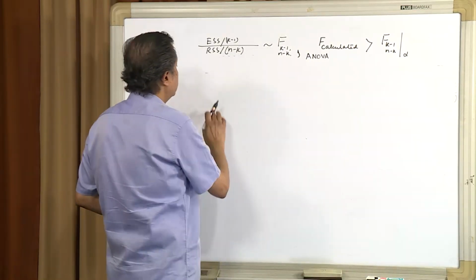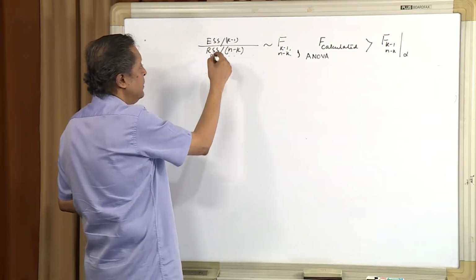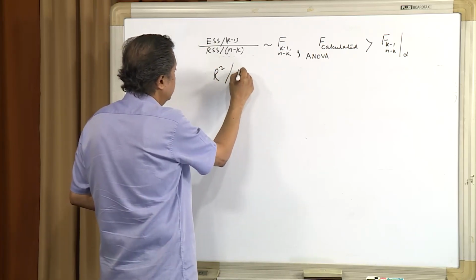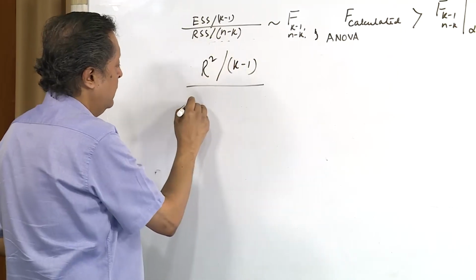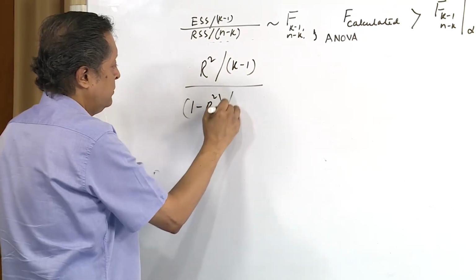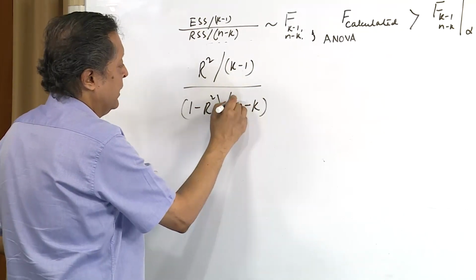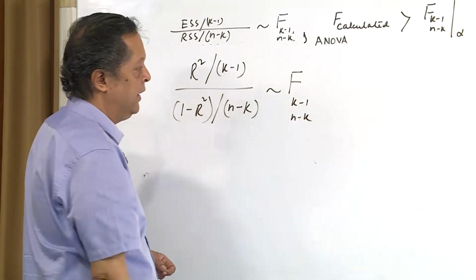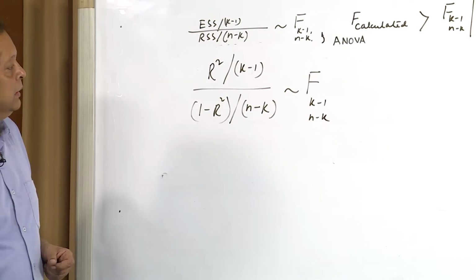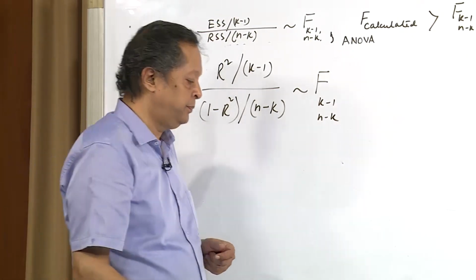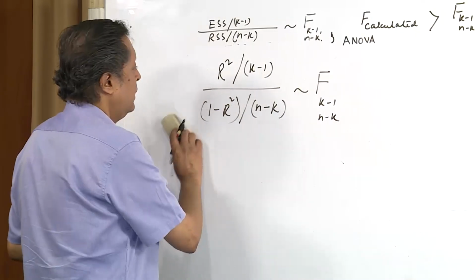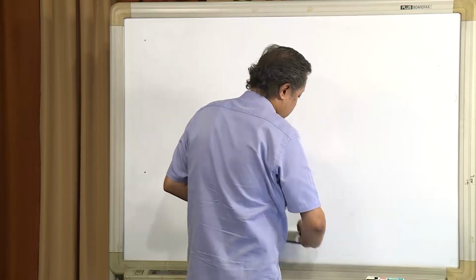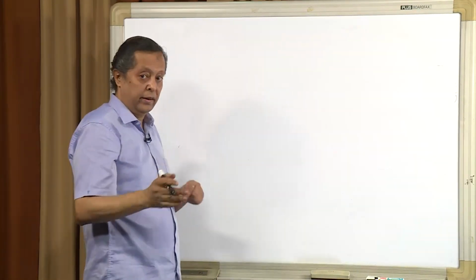So, from this line we can say if you divide numerator and denominator throughout by TSS, then we have R square by k minus 1 divided by 1 minus R square, whole divided by n minus k, that follows F with k minus 1 and n minus k degrees of freedom. Now, that was the test of overall goodness of fit. We might also have tests involving individual coefficients or joint tests.